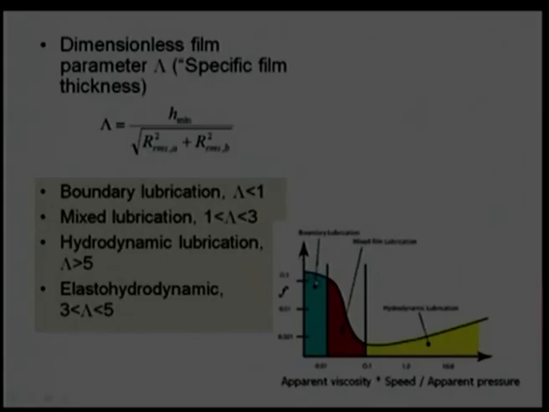Now, this figure shows what happens as the Sommerfeld number increases, which may be due to an increase in viscosity, an increase in speed, or a reduction in pressure, any one parameter or a combination of all three parameters.